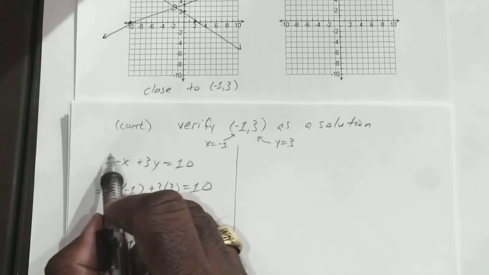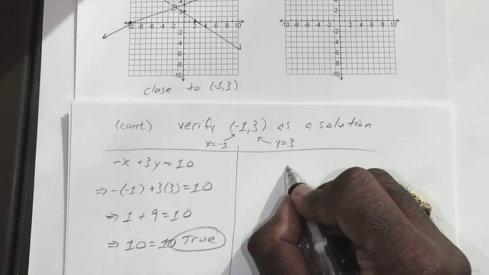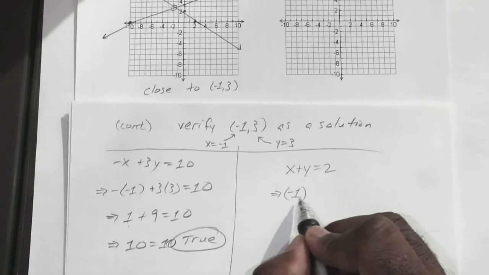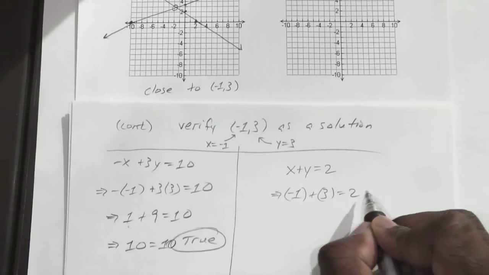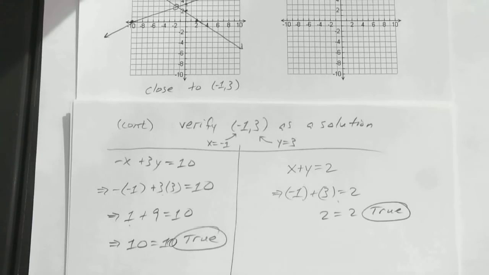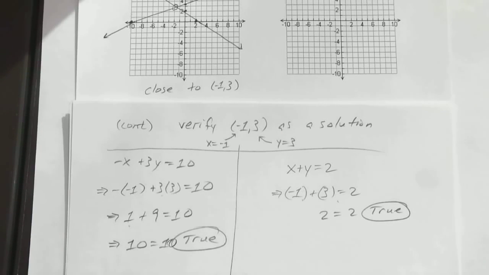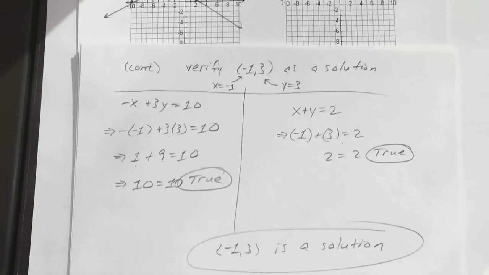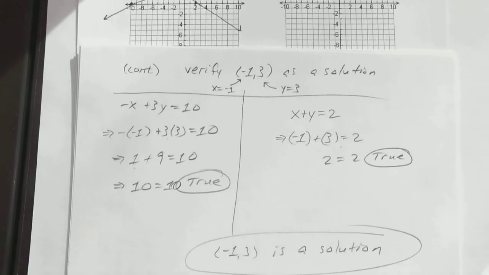So now we have to verify it for the other one. So you have x plus y equals 2. So that gives us -1 plus 3 equals 2. -1 plus 3 is 2, so we have 2 equals 2, which is also true. Okay, so we can see there that -1 and 3 is actually your solution, because that's the point where they both cross each other. Okay, so -1, 3 is a solution. All right, does that make sense?